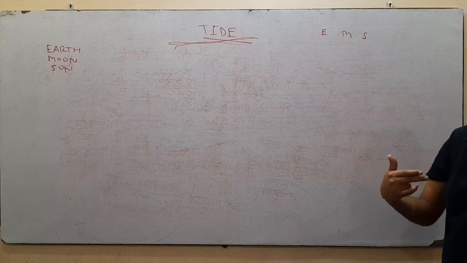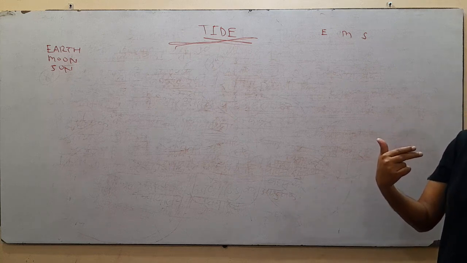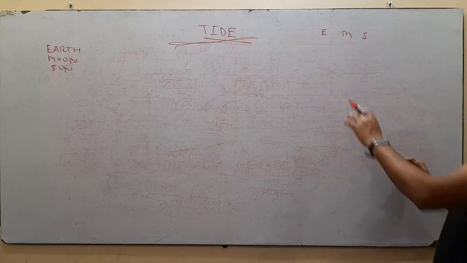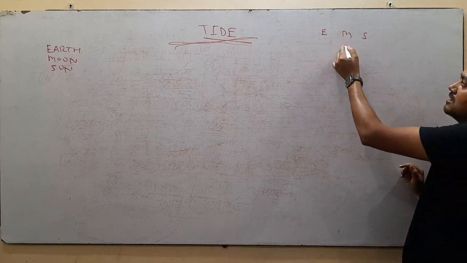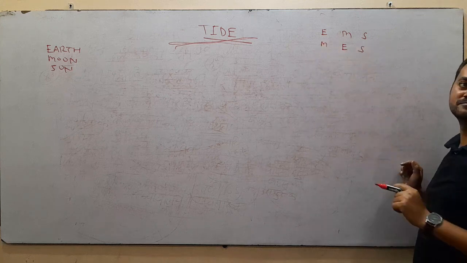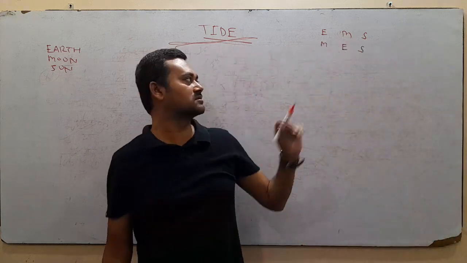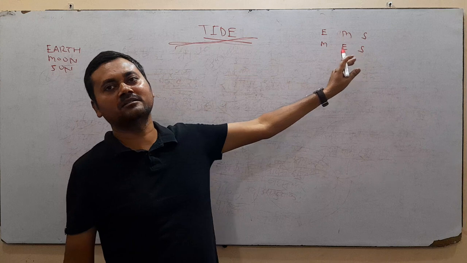The just opposite of it is the lunar eclipse. Because in a lunar eclipse, the earth comes in between, the moon is on this side and the sun is there. So these two positions you need to keep in mind.